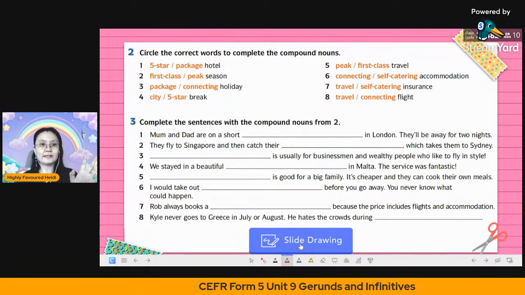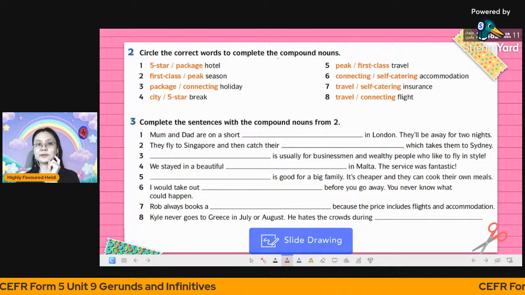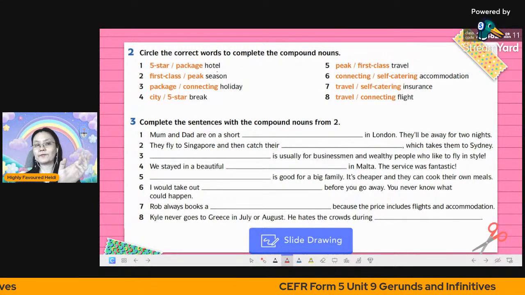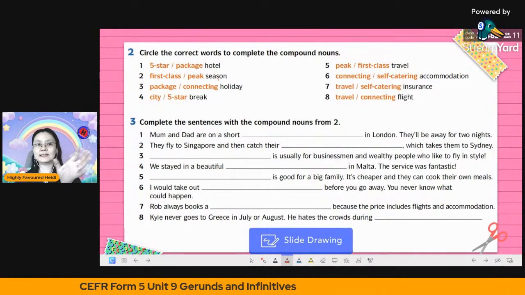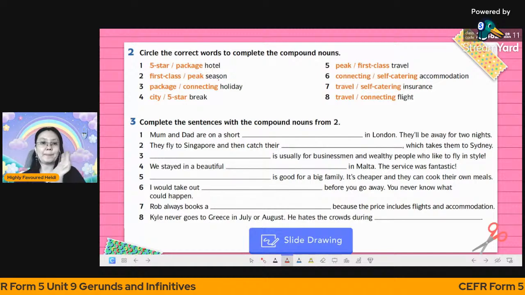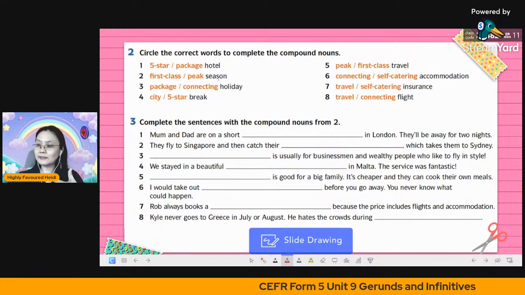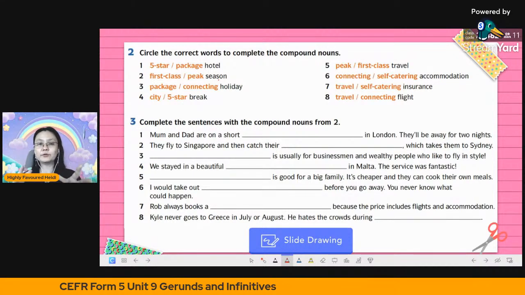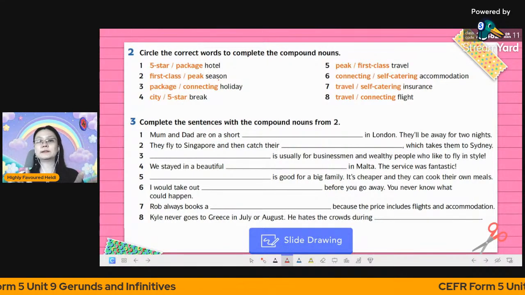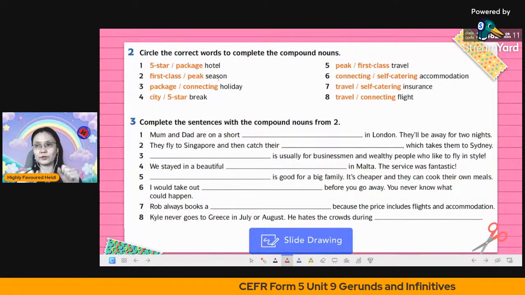The first activity, what you need to do is circle the correct words to complete the compound words. So it's like hotel. Which one? Is it 5-star hotel or package hotel? And then season. Is it first class season or peak season? If you do not understand it, the teacher will explain. The teacher needs to explain all these terms so that you know and are able to use them accurately because it's in your syllabus. Therefore, you need to know all this vocabulary.